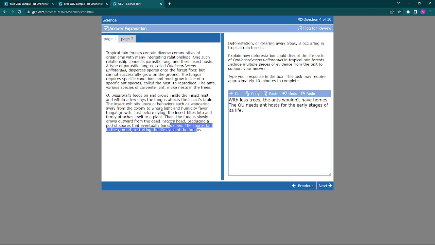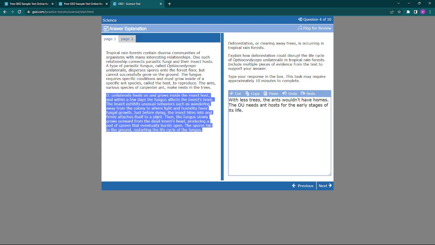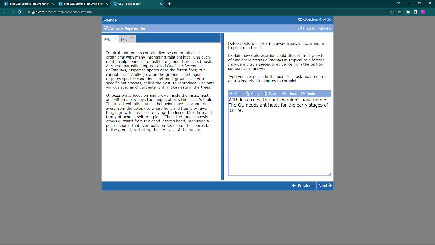So we're talking about it attaching itself to a plant. I thought that was good for fungal growth, but it's bitten into and firmly attached to a plant. It doesn't even say leaf or stem, just a plant. Then the fungus grows outward from the dead insect's head, producing a pod of spores. So it doesn't even really feed on the plant. It just needs a stable place for a pod to be there until it bursts open. It needs to steady itself on a plant, and then the spores fall to the ground, restarting the life cycle. There's nowhere where it feeds on the plant itself, just the ants.